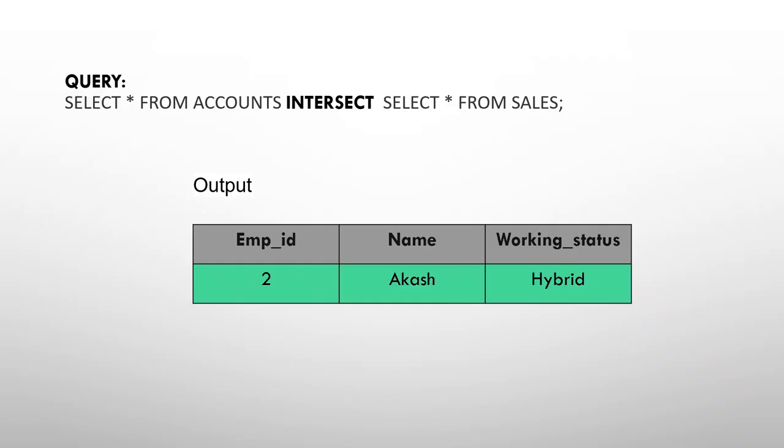Look at the output table. Here we have the employee name Akash with employee ID 2 who works for both the accounts and sales departments. So the output contains only one row, that is Akash.